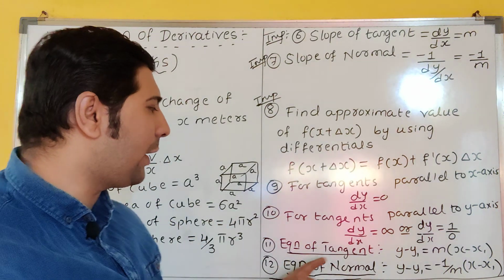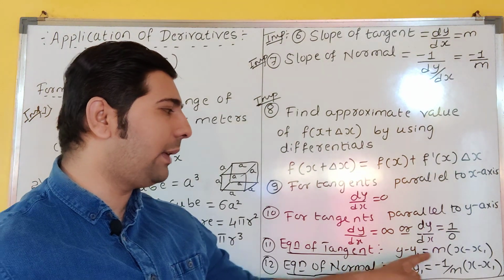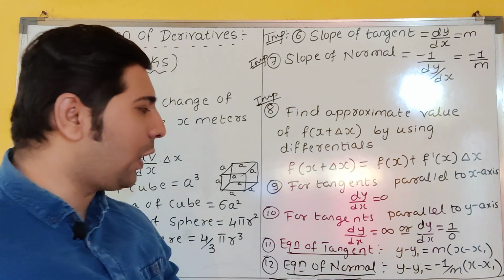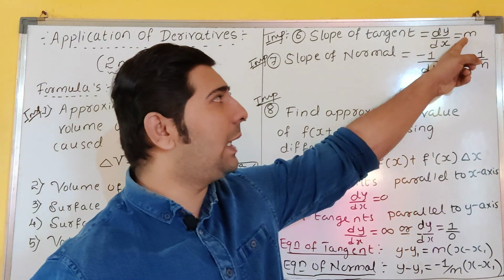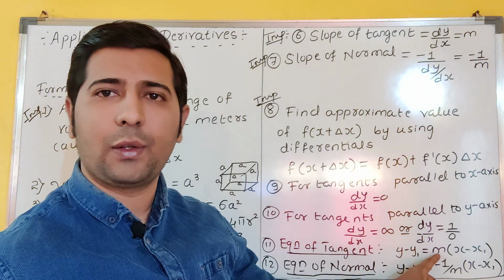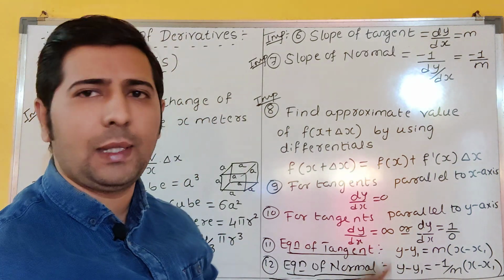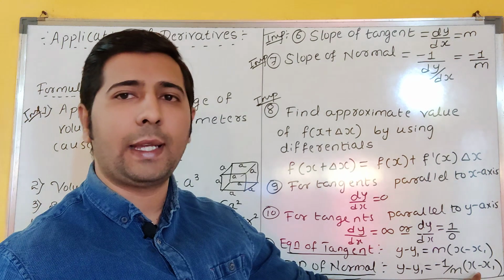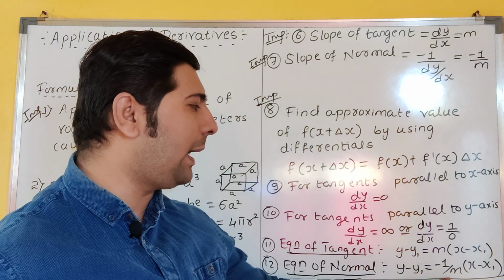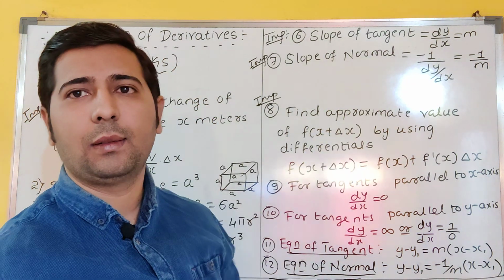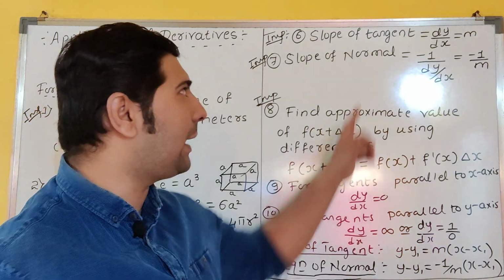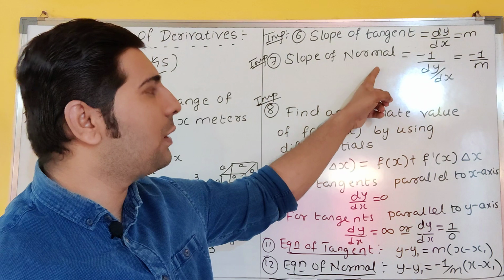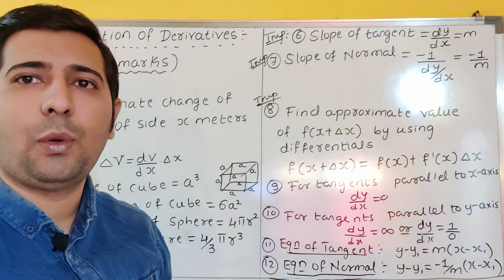Got it? So the equation of tangent is y minus y1 is equal to m into x minus x1. How will we find the equation of normal? Here the m value you know is the slope of tangent. You have to substitute. Equation of normal is the same: y minus y1 is equal to minus 1 by m into x minus x1. Minus 1 by m is nothing but the slope of normal. Got it? In the equation of tangent you have to use the slope of tangent. In the equation of normal you have to use the slope of normal, dear students. I hope it is clear.